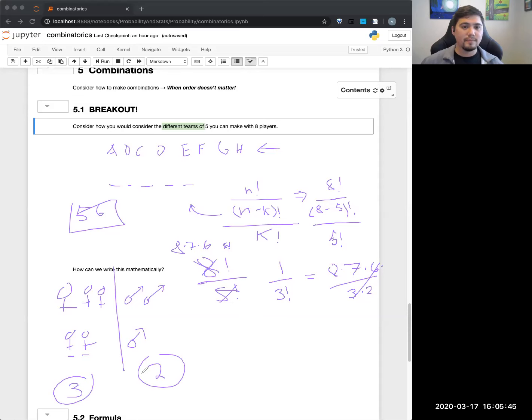Starts with an M. Multiply, right? Yeah, so we multiply them together. So there are 6 total groups that we can have. That's how you treat these problems.